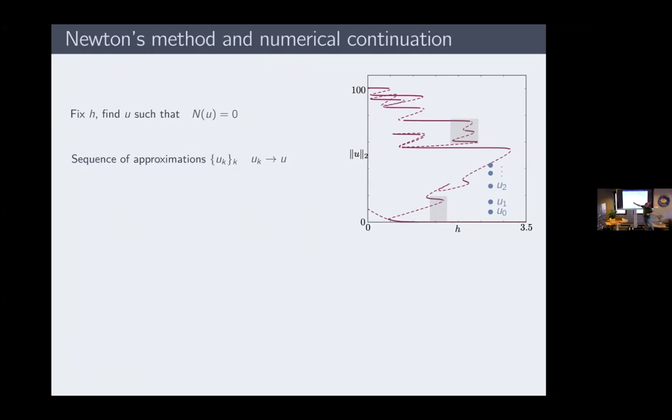I need to solve N of U equals 0, and therefore I'm generating a guess. H is constant, the parameter doesn't change, and I'm just coming from below, just for pictorial reasons. I need to just generate a sequence of points in R^n that gets me there.